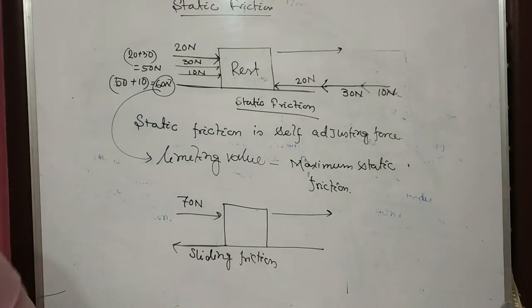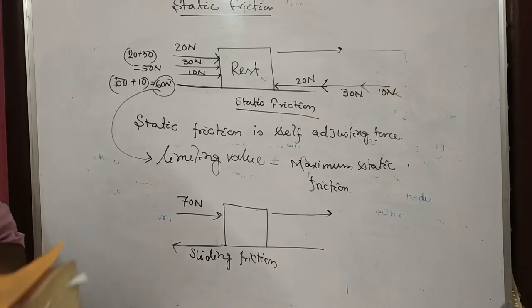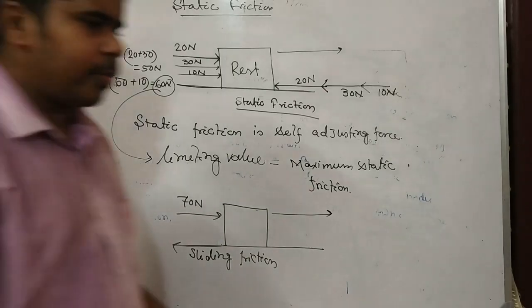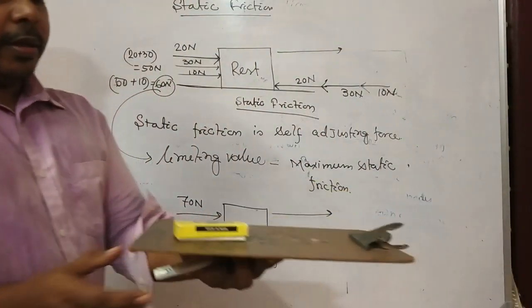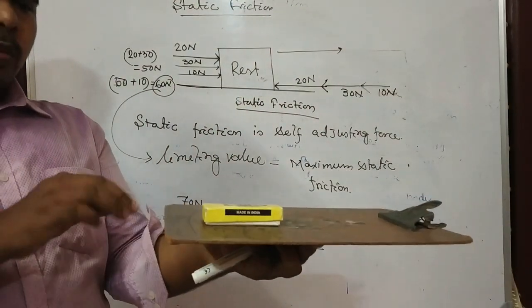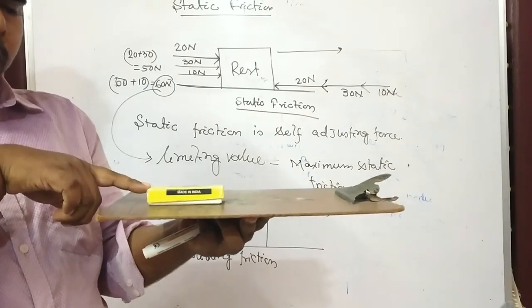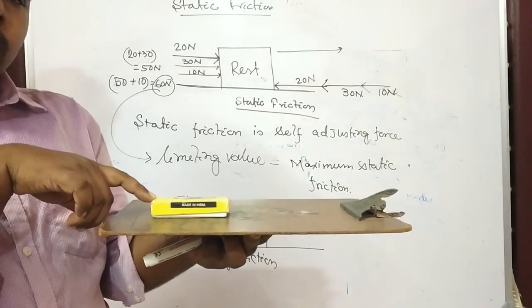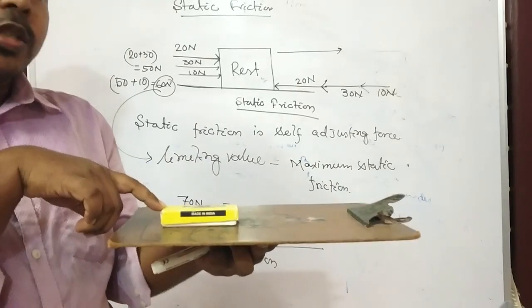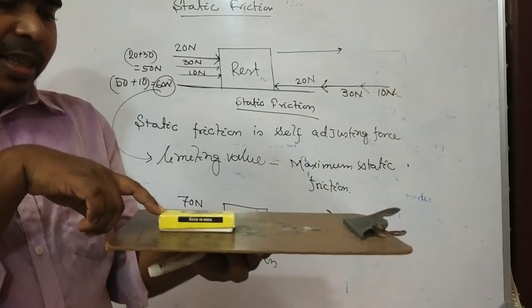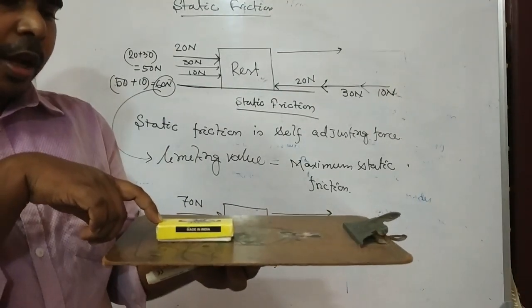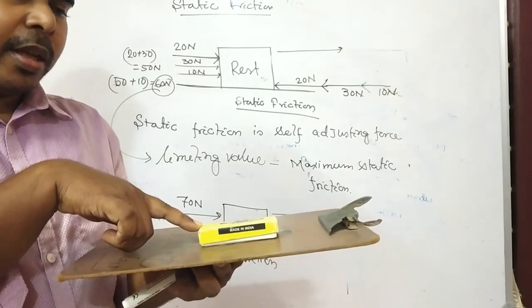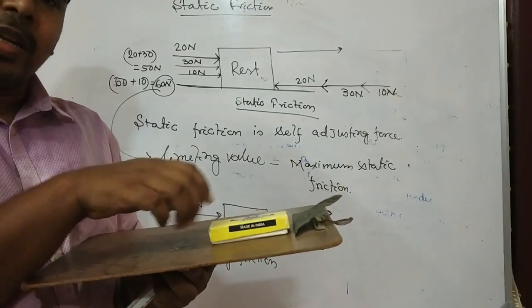I will show you an example. Assume I have a book kept over a surface. The book is a little heavy, but it is a simple thing, just an object. I want to move the object. I am applying a force. See, the body is not moving. I am increasing my force. Then you see the body starts moving. It is about to start moving. The friction acting on the body at that time is static friction. And when the body starts moving like this, the friction acting is sliding friction.